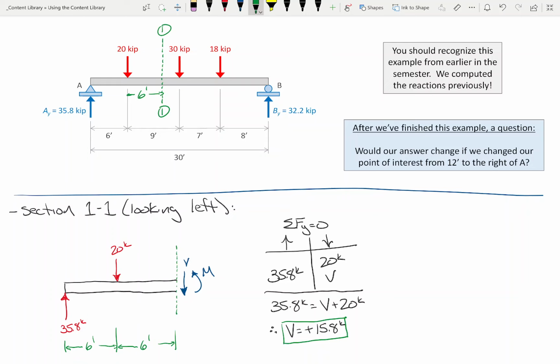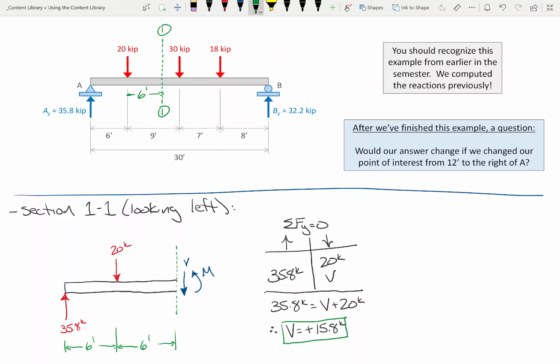15.8 kips. Okay? And so when we cut a section and look to the right, let's see if we get the same answer. But I'm not done here because I want to sum moments. Now what I'm going to do is sum moments where I cut the section. So I'm actually going to sum moments right here. Why am I summing moments there? So that I don't have to deal with this V, right? Because I'm drawing it sort of like over here, but really the shear force is going right through this line right here, right? So I'll sum moments right there.